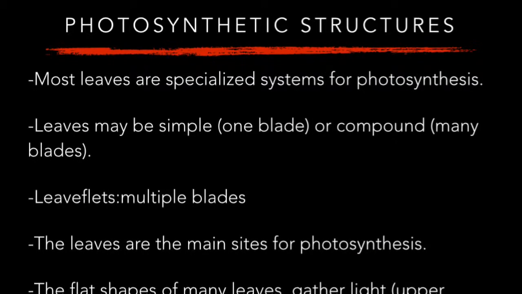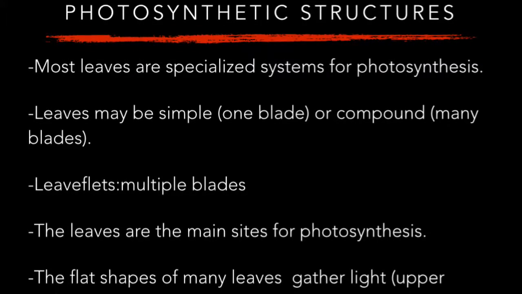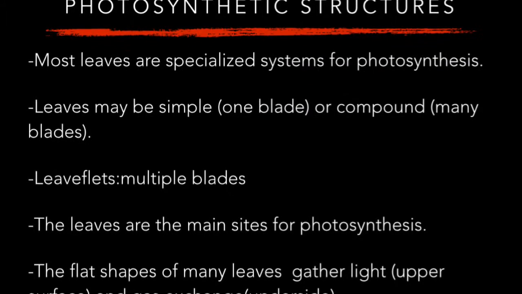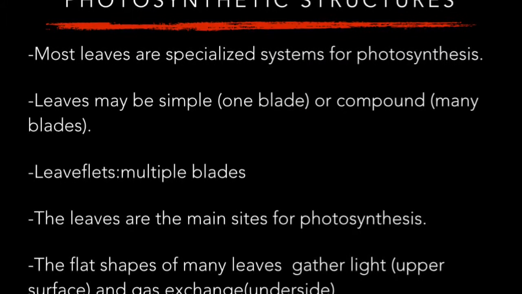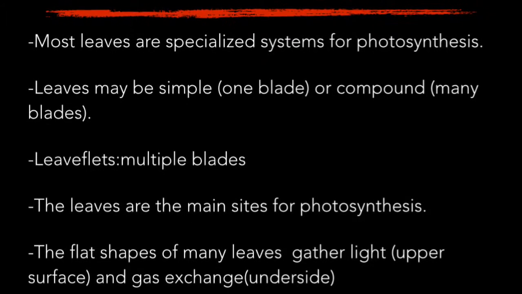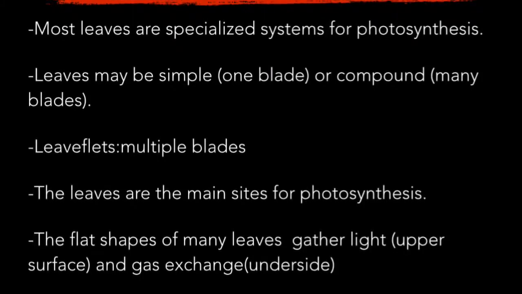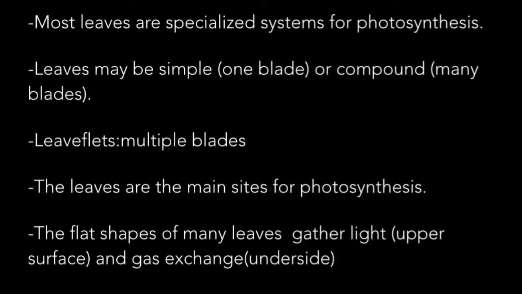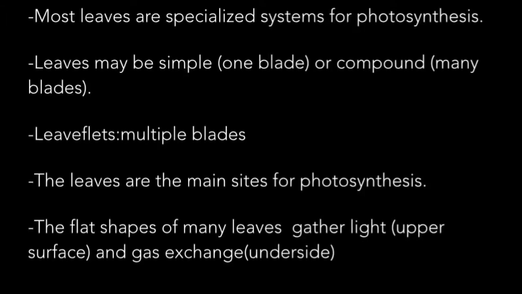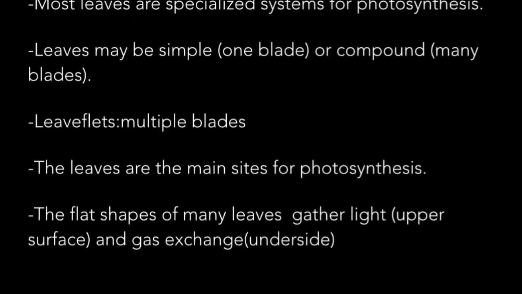Photosynthetic structures. Most leaves are specialized systems for photosynthesis. Leaves may be simple or compound. When we say simple, it means that it has one blade. When we say compound, it means that it has many blades. Plants that have leaflets are the ones that contain multiple blades. The leaves are the main sites for photosynthesis. The upper surface of the leaf gathers light. The underside is in charge of gas exchange.